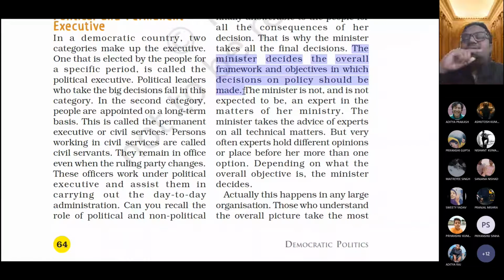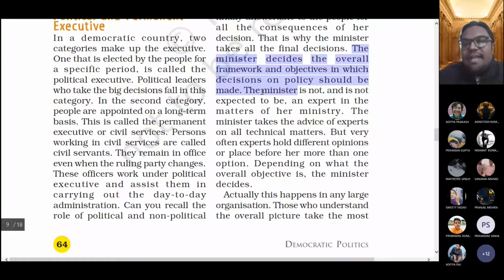Now suppose there are 10 advisors to a minister. Maybe there are 4 to 5 plans they offer to the minister, 4 to 5 suggestions they offer. Now it is the minister's job that the minister thinks which is the best option and takes it and then implements it on the country.